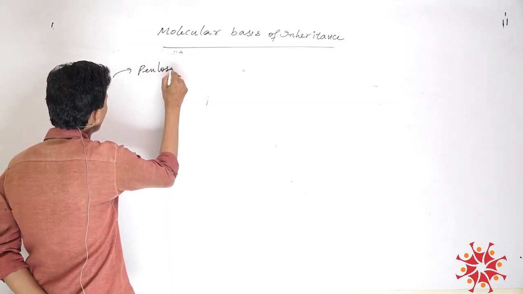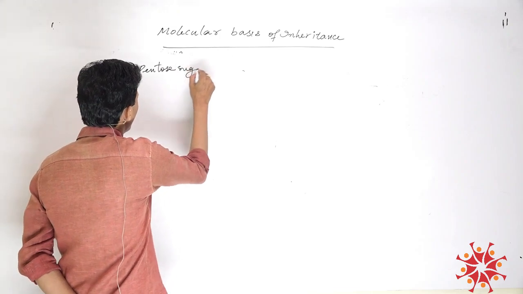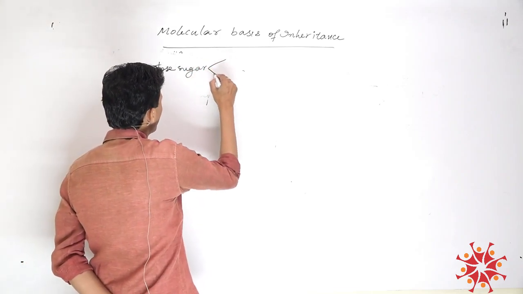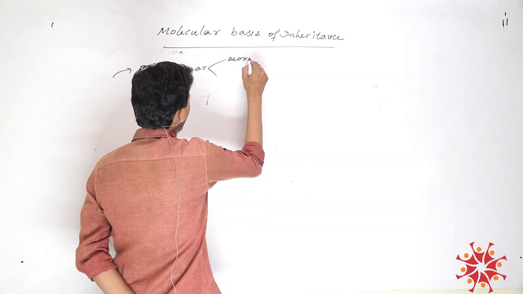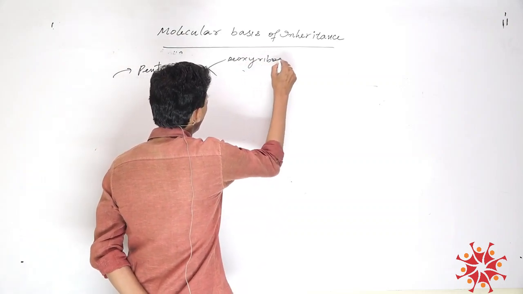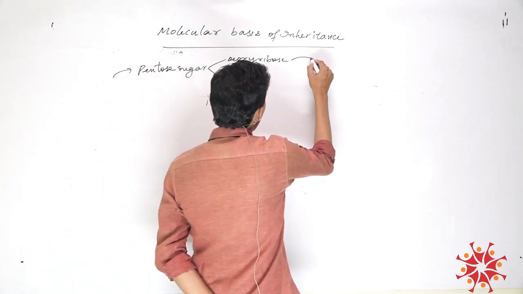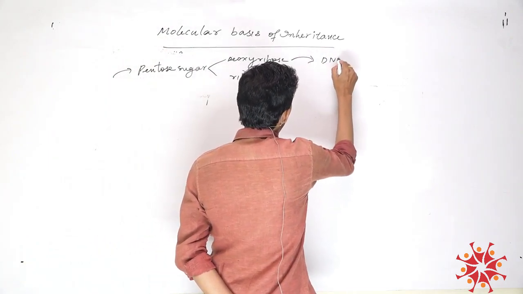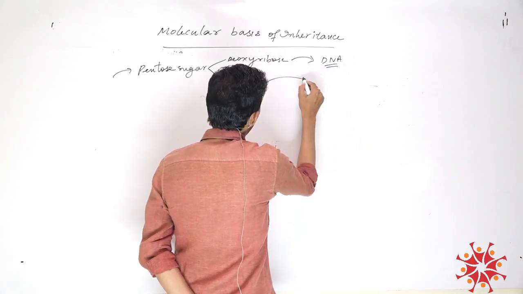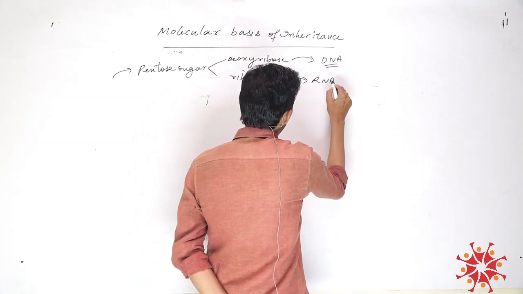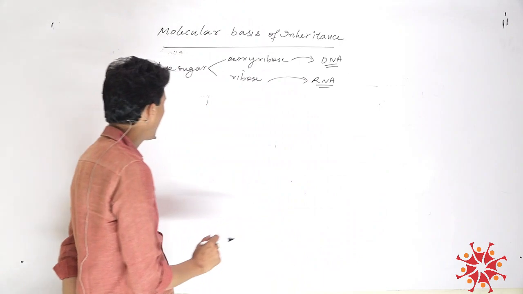Pentose sugar, you have two types, deoxyribose and ribose. Deoxyribose pentose sugar is found in DNA, and ribose pentose sugar you find in RNA, right?